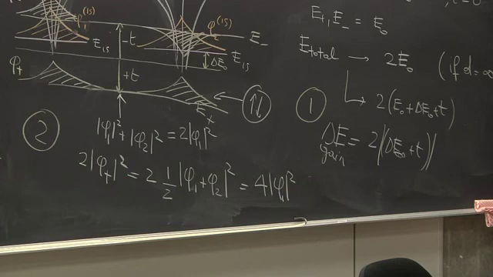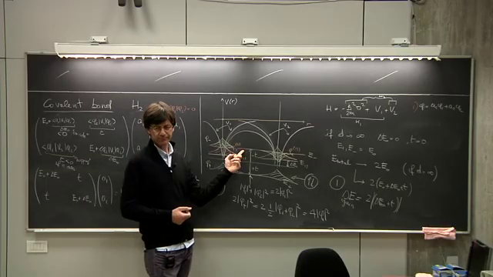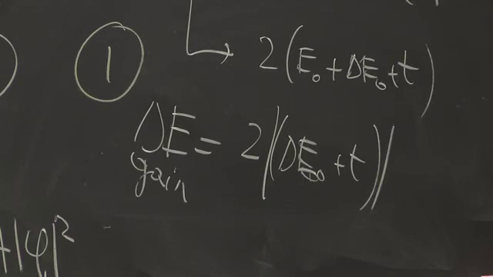Questions? Yes? In the case that the two electrons are sitting in the phi minus, do we have no concentration of electrons in the middle? Yeah, exactly. You have no concentration of electrons.